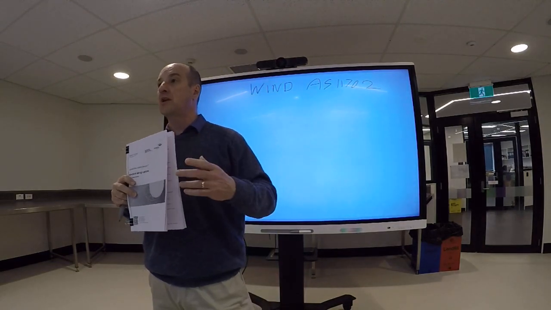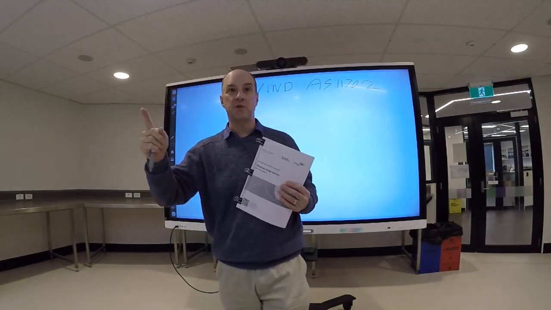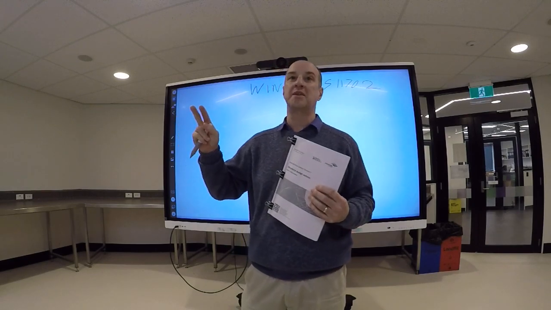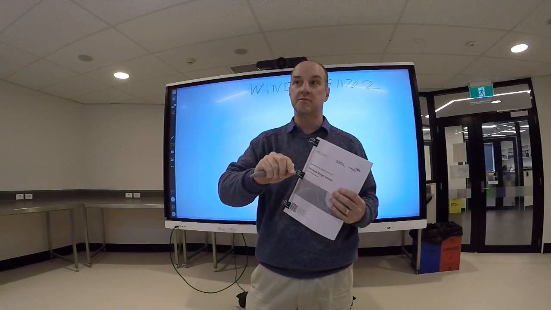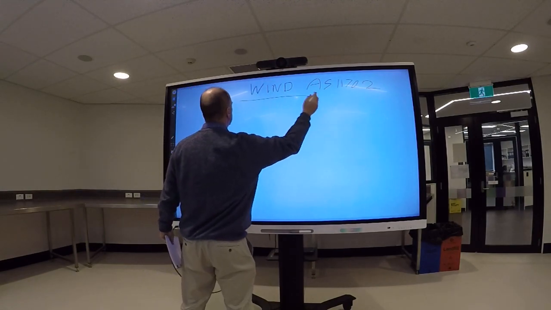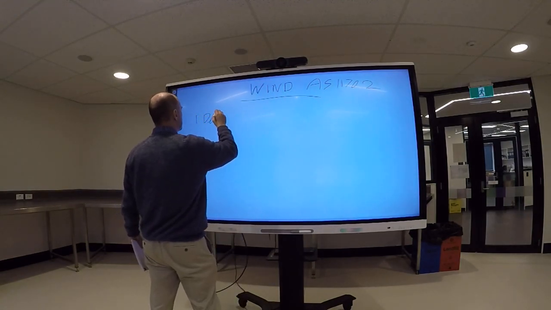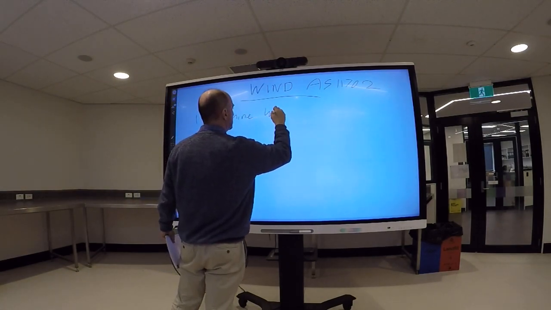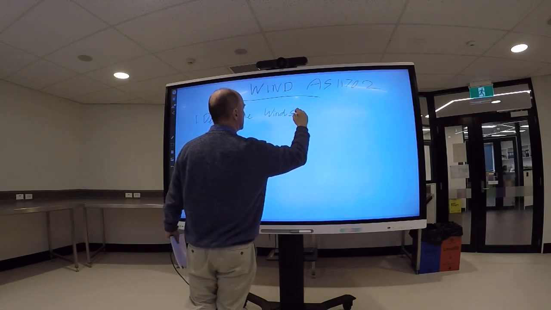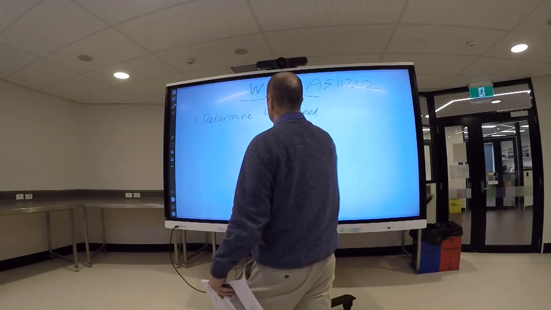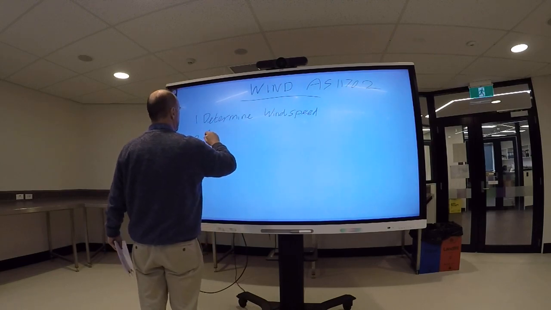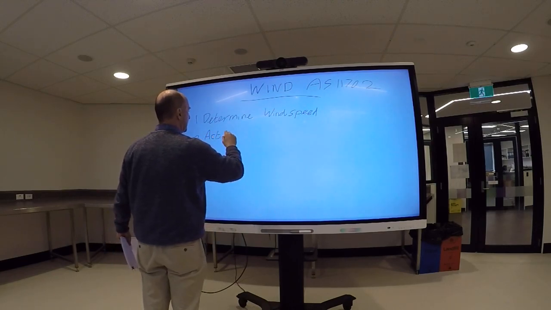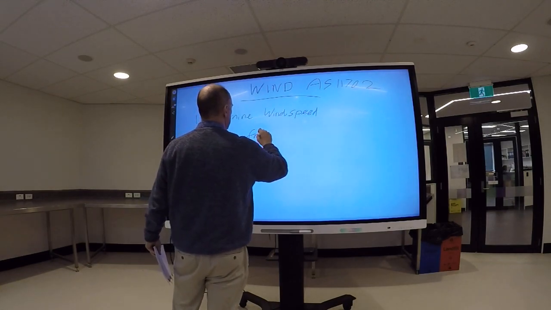Now, in using the wind code, there's basically two halves to this problem. The first half is determining wind speed, and the second half is determining the effects of that wind on what you're designing. Okay? So one, determine wind speed. And then two, actions from the wind.